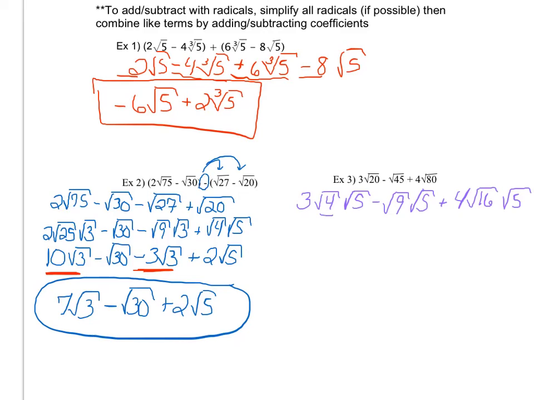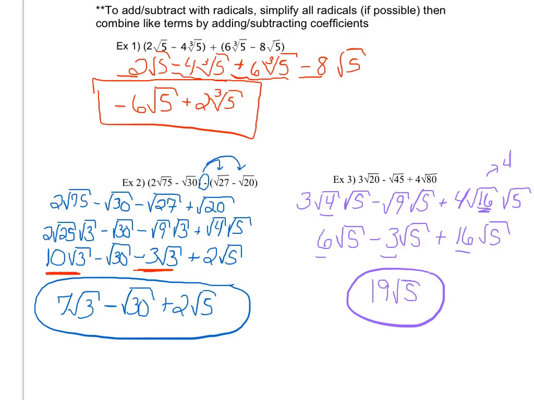So now radical 4 I know will become 2, so I'm going to have 3 times 2 is 6 radical 5 minus radical 9 will become 3 radical 5 plus radical 16 is going to become 4. So I'll have 4 times 4 is 16 radical 5. I notice that all three of these are like terms since they all have the same radical part. So if I have 6 and take 3, I'll be left with 3. And then I add 16 more to that, and I will have 19 radical 5 for my final reduced answer.